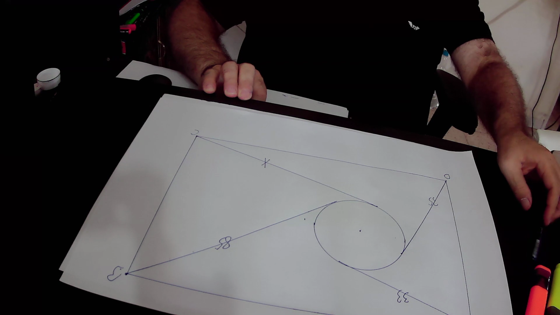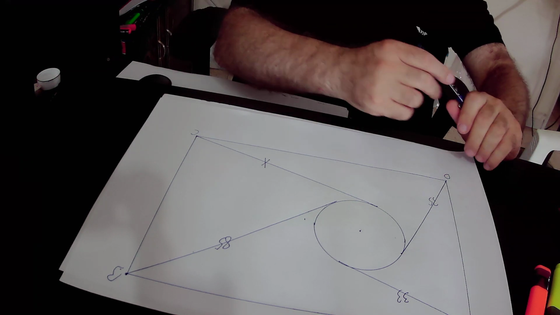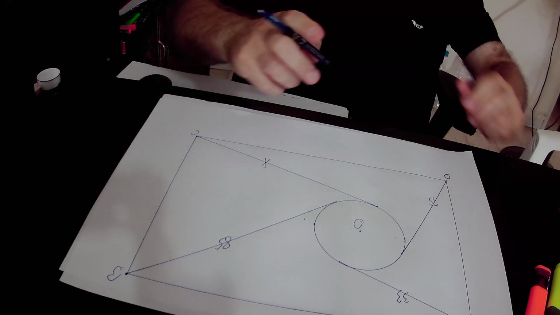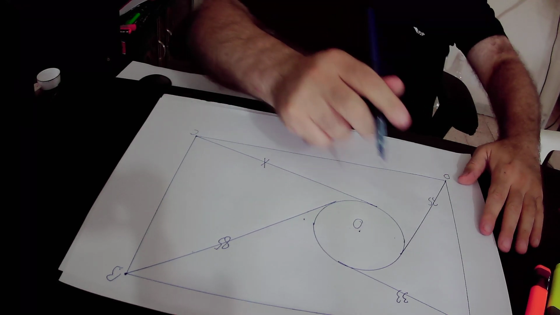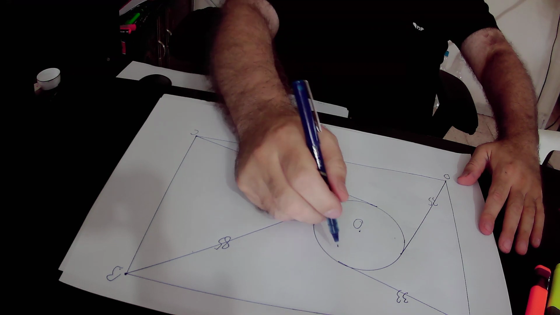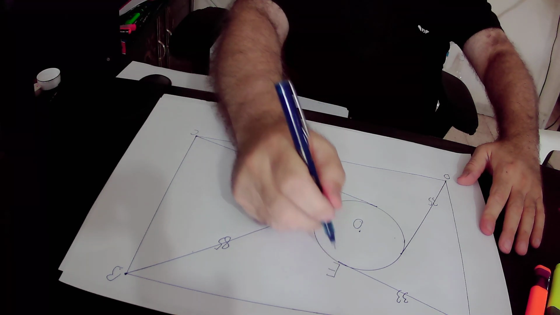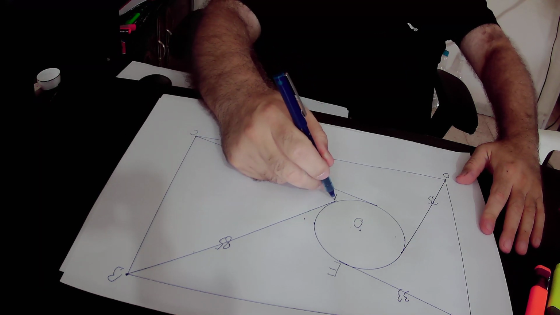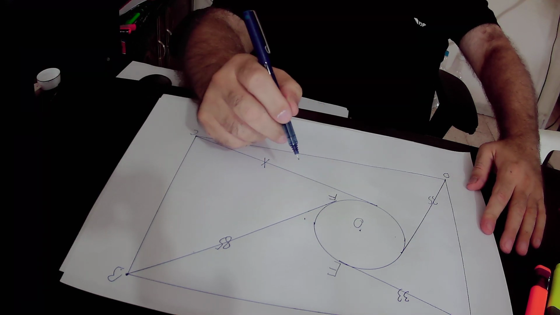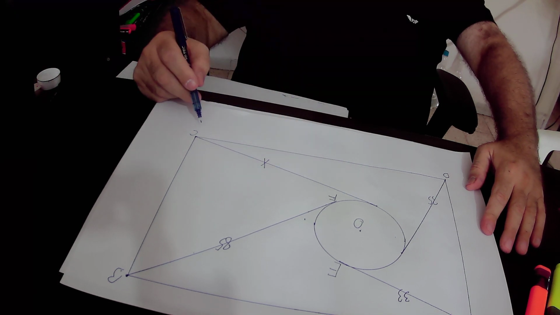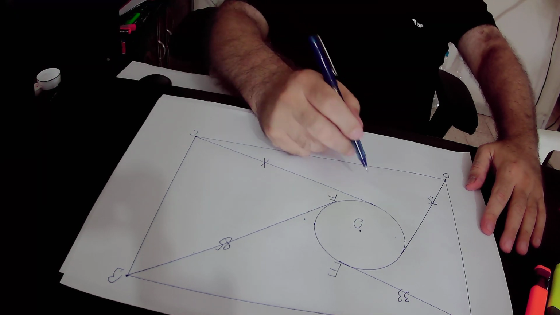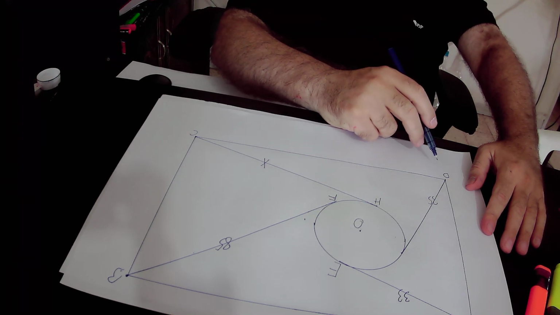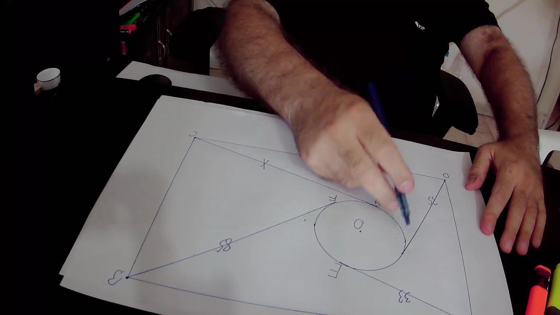So, first of all, we define the center of this circle as O. We define the point of tangency of the tangent from point A to this circle as E. We define the point of tangency of the tangent from point B as F. We define the point of tangency of the tangent from point C as H. And we define the point of tangency of the tangent from point D as T.